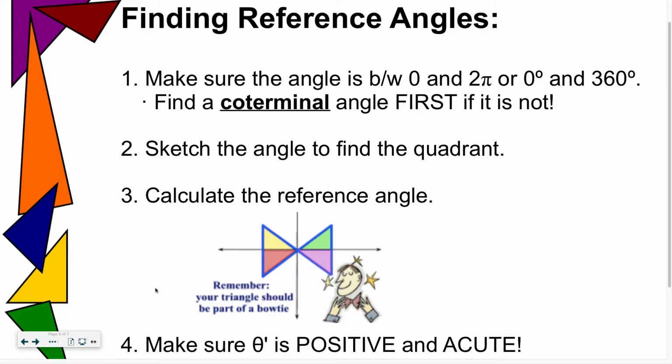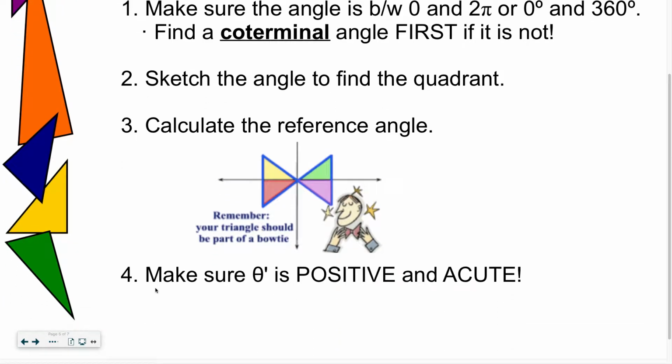Okay, so that number 1 up here, remember it's got to be between 0 and 360 or 0 and 2 pi. So that whole add or subtract 360, add or subtract 2 pi until it is. So find the coterminal if it's not. Sketch the angle to decide the quadrant, because once you decide the quadrant, you can decide, should I subtract from 180 or should I take 180 away from that angle? Or in quadrant 4, should I subtract from 360? Okay, and if you land in quadrant 1, then you'll know you're done.